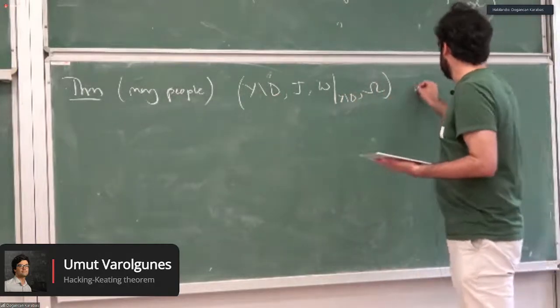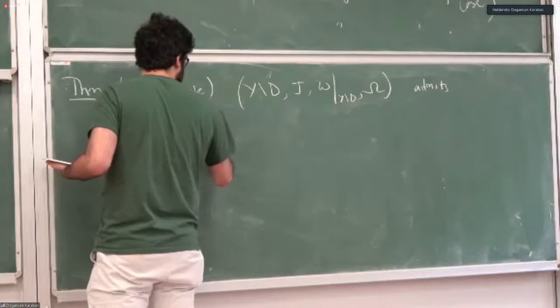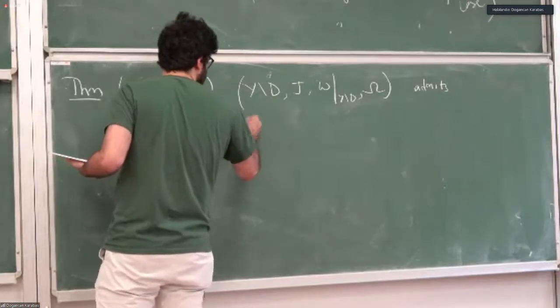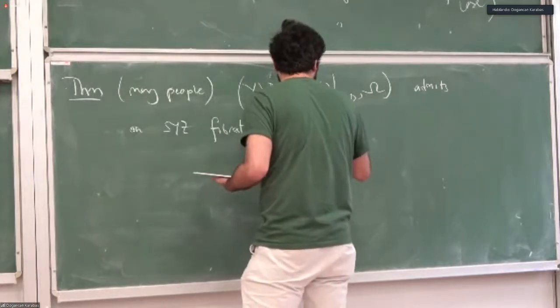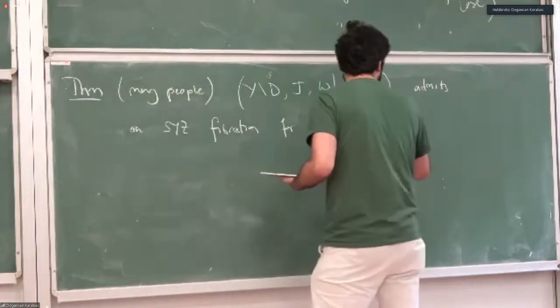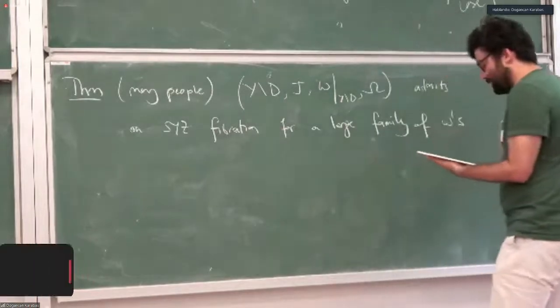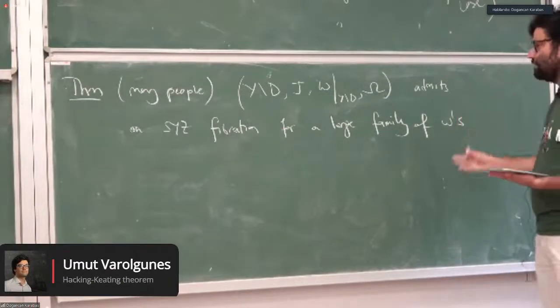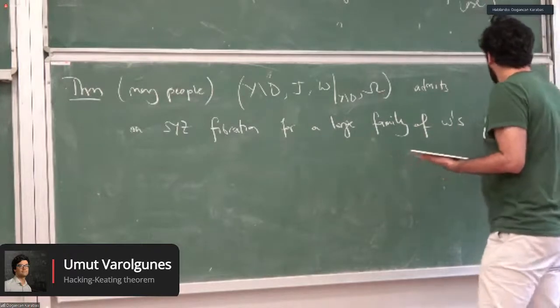Okay, so this admits an SYZ fibration, or I will say for a large family of omegas. This might actually cover all Kähler classes, but I don't want to say something very precise about this on Y.